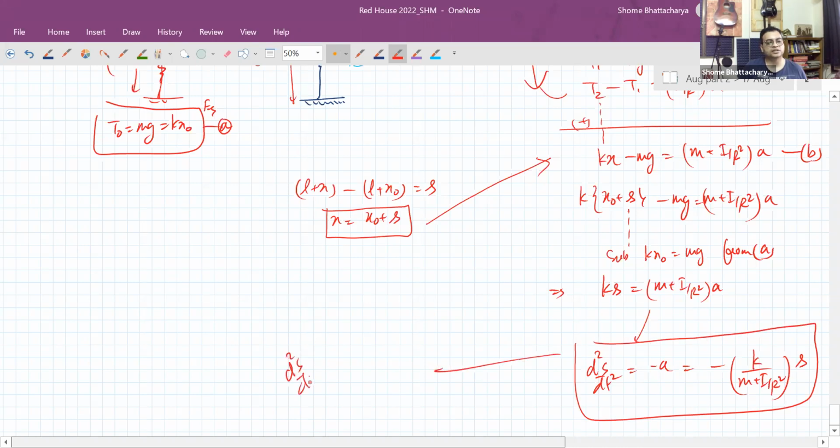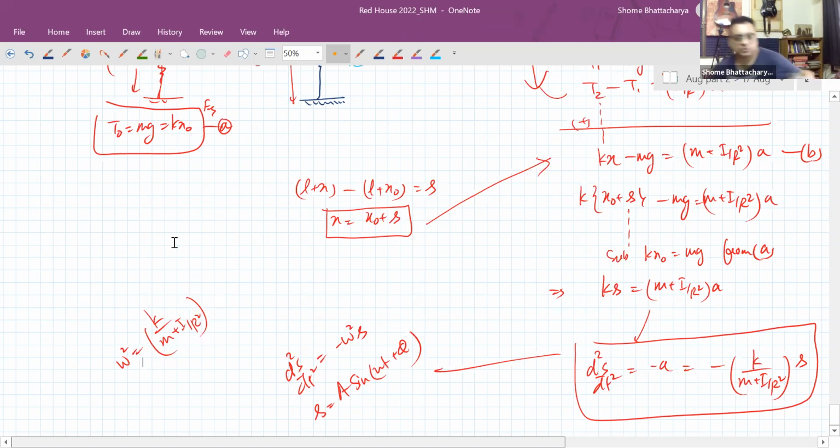So d2s by dt square is minus omega square s. So s will become some amplitude into sine (omega t plus phi). And in this, omega square is k upon (m plus I by R square). Okay. So just make a note up to this point. I will take it forward from here. Just give me a minute.